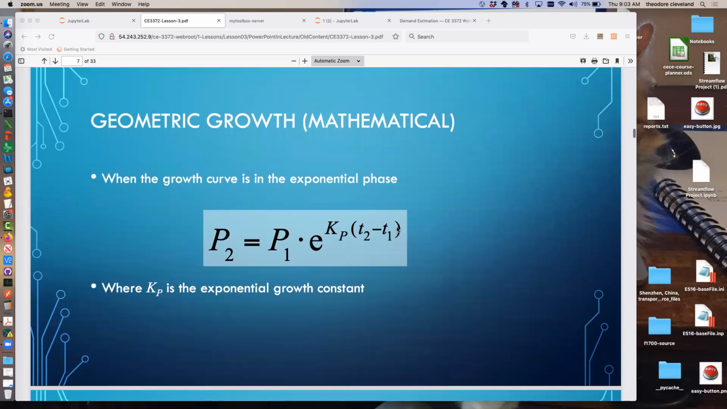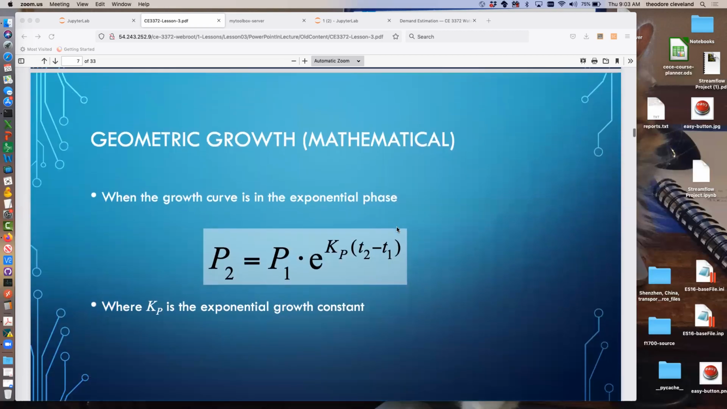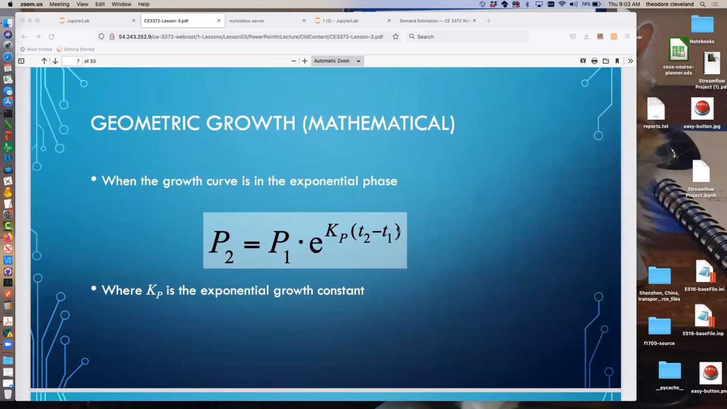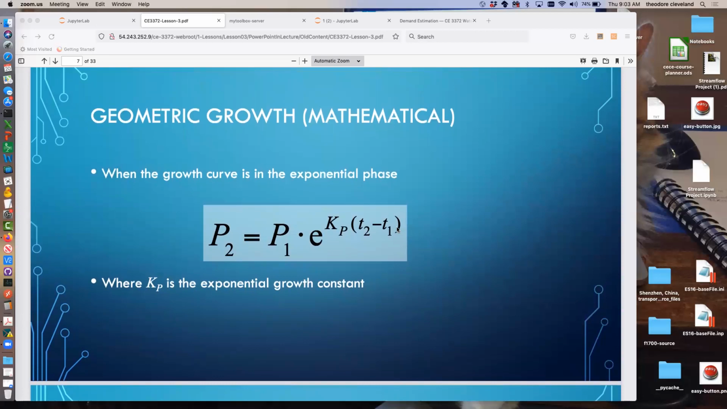Since we're all civil engineers, don't show me pictures because I barely understand how to operate them. Show me letters of the alphabet and governing equations because I certainly can't operate them, but nobody else can either, so we're cool. So the exponential growth phase says the population at time 2 is equal to what it is at time 1 times e raised to some exponential growth constant times the change in time. You had that in calculus class.